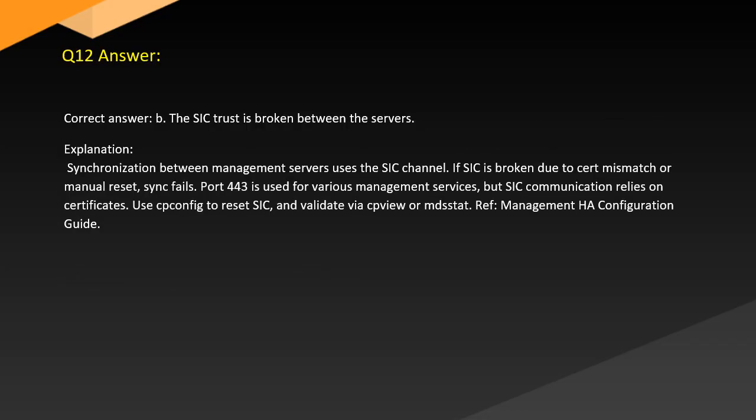Answer. Correct answer: B. The SIC trust is broken between the servers. Explanation. Synchronization between management servers uses the SIC channel. If SIC is broken due to a cert mismatch or manual reset, sync fails. Port 443 is used for various management services, but SIC communication relies on certificates. Use cpconfig to reset SIC and validate with cpstat or fwm. Ref. Management HA Configuration Guide.